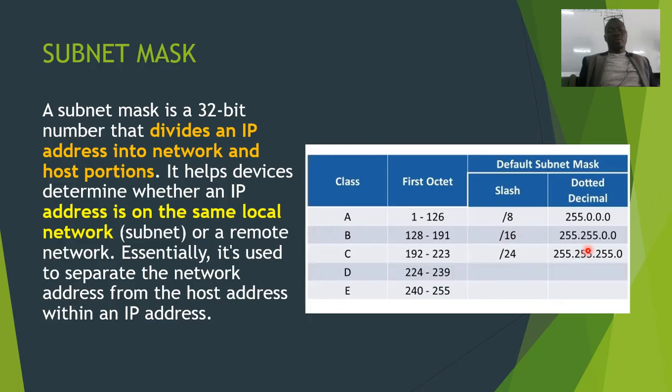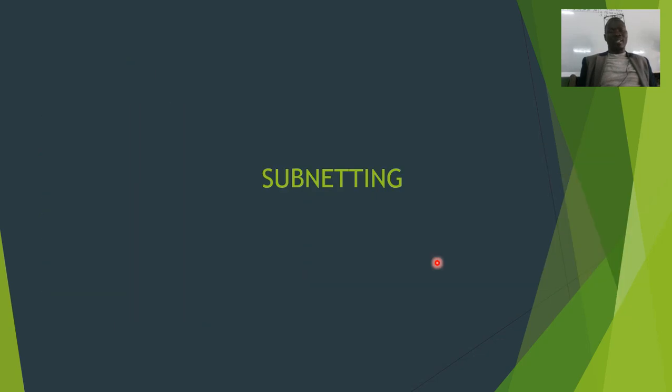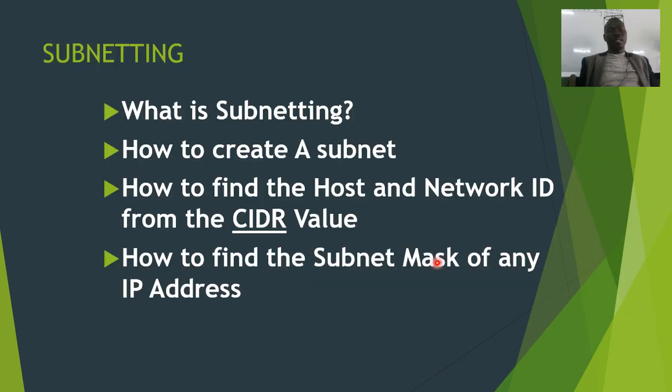So this 255 is also a representation of /16, and then 255 is a representation of /24. So we shall see how it is clearly applicable. Now let's look at subnetting as we continue. Under this, we shall try to understand what subnetting is, how you create a subnet, how you find a host and a network ID, and how you find the subnet mask of any given IP address. So let's see how this is possible.